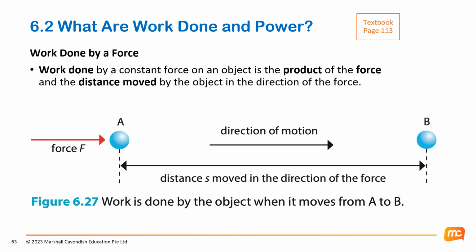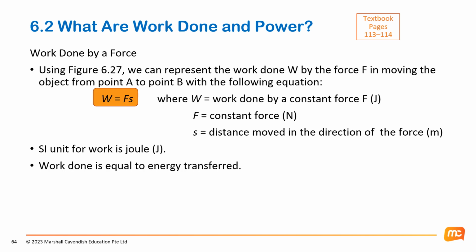So the definition of work done is the product of the force and the distance moved by the object. This works for a constant force, which is the only context that we are going to consider in the syllabus. The formula would simply be the constant force in newtons multiplied by the distance moved in the direction of force in meters. It's very important that you remember that these two things must be in the same direction. If they're not in the same direction, work is not going to be done.